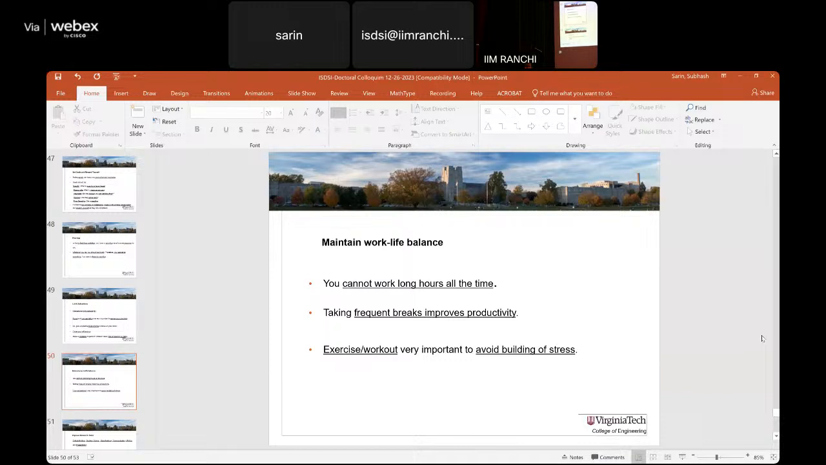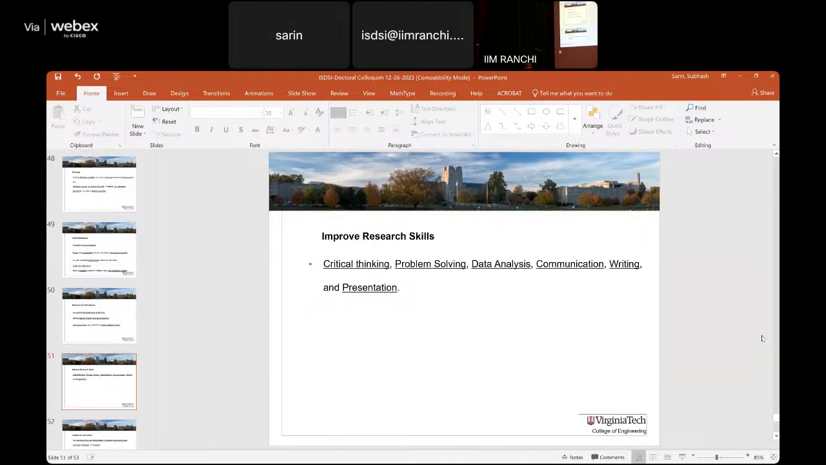Again, these are maybe something we may already know, but I think we do not end up doing. But I think if we make a point of doing these things, you will see your productivity goes up tremendously. Of course, you have to improve your research skills, critical thinking, problem solving, data analysis, communication, writing a presentation. If you think you lack on something, then you have to take coursework. You have to read yourself to overcome that gap. And so that you can use those ideas in your research.